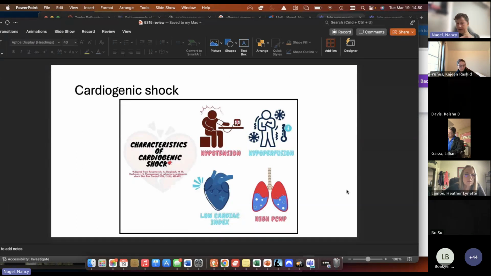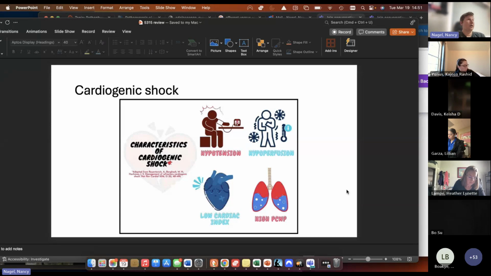All right, let's talk about cardiogenic shock. People mess this up a lot, and I think it's because this particular type of shock is treated differently than some of our other shocks. So let's talk about the normal expectations of the heart. We expect the heart to produce an adequate blood pressure, and with that adequate blood pressure, we expect that all of our tissues and organs are going to get adequate perfusion.